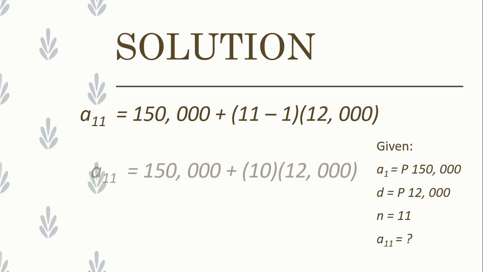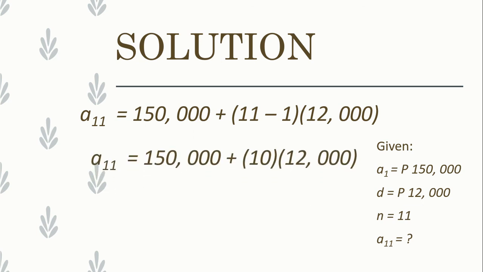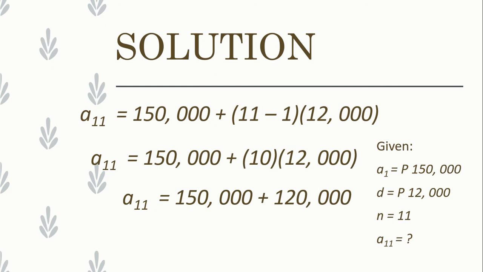11 minus 1 is equal to 10, and 10 times 12,000 is equal to 120,000. Added to the first term, which is 150,000, the answer is 270,000. The 11th term is equal to 270,000. Therefore, Joanne's salary in the year 2027 is equal to 270,000 pesos. Is that clear? Did you answer this problem correctly? If so, great job!